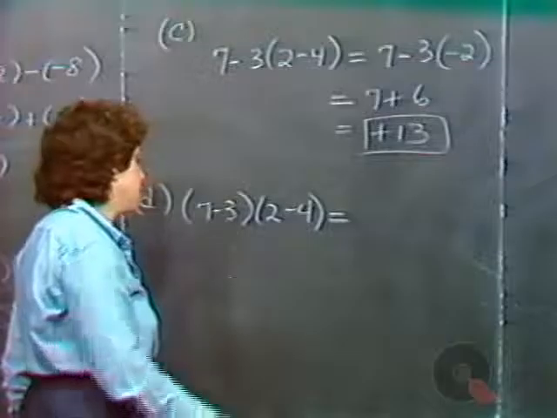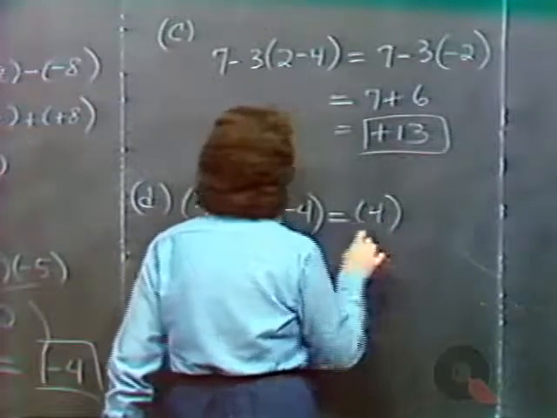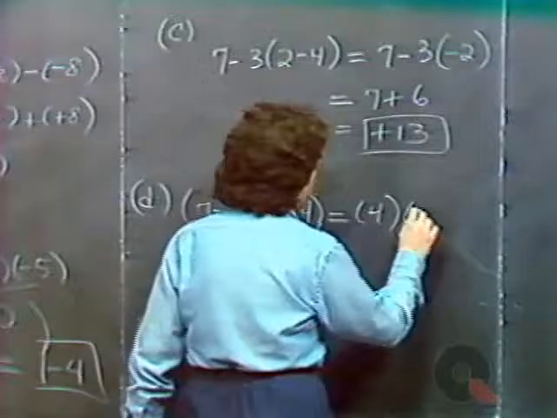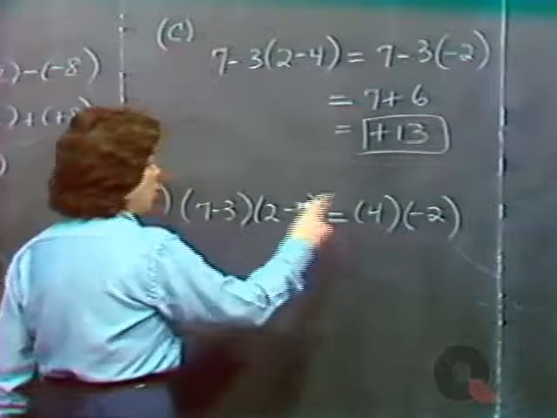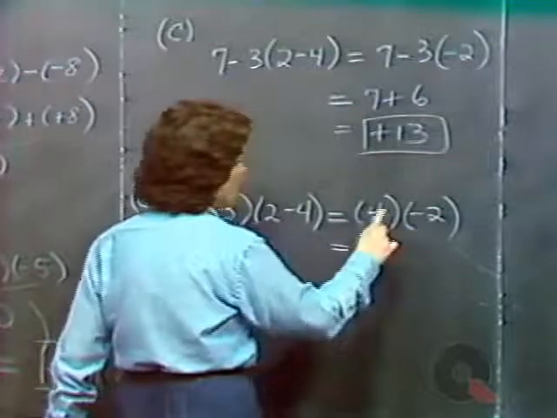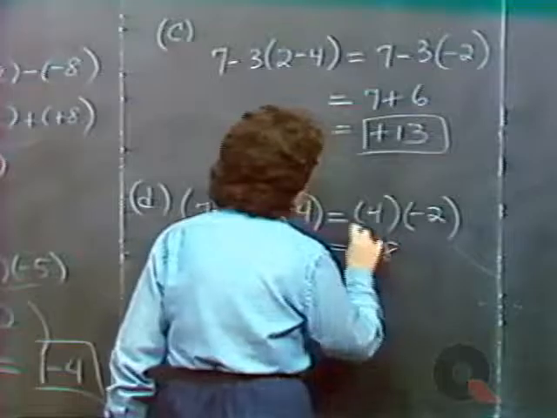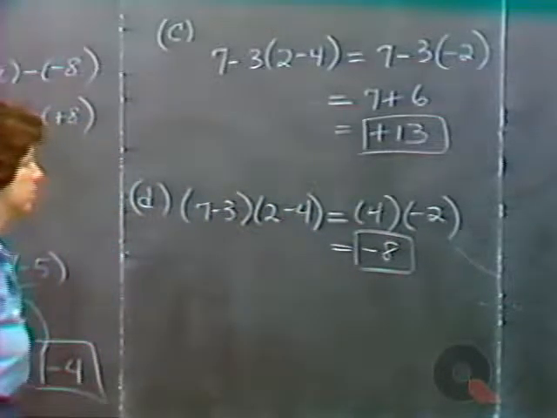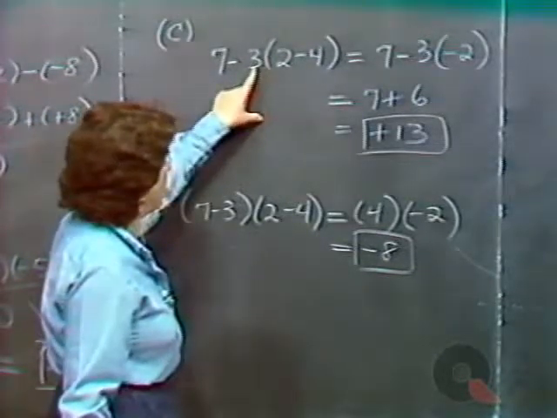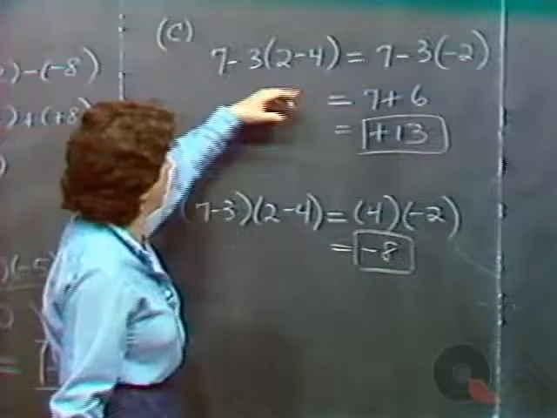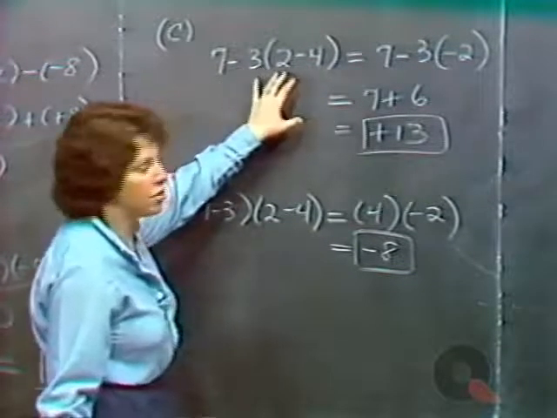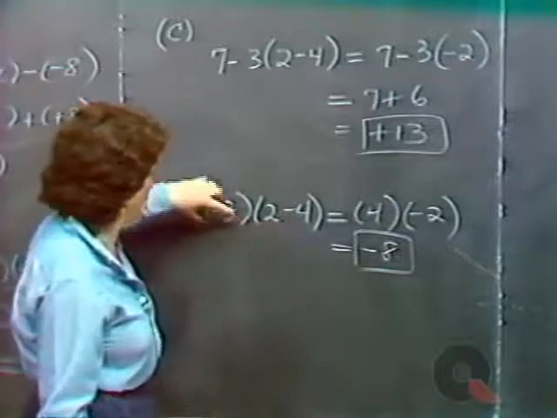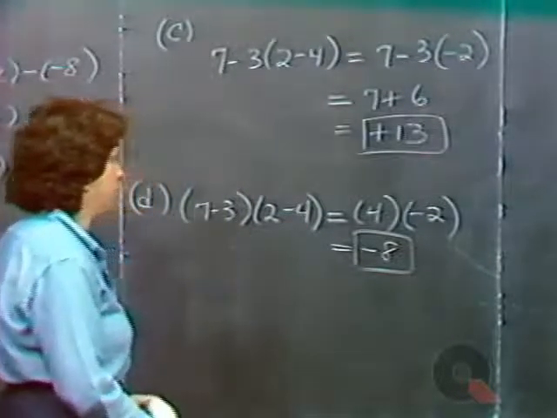So first we handle what's in the grouping symbol. 7 minus 3 is plus 4. 2 minus 4 is a minus 2. And now the multiplication, 4 times minus 2 is a minus 8. So in this form here, you do not do the subtraction until after you've done this and the multiplication. And then you either subtract 3 times that or add the minus 3 times it. Here, however, you do this subtraction, and then the multiplication.